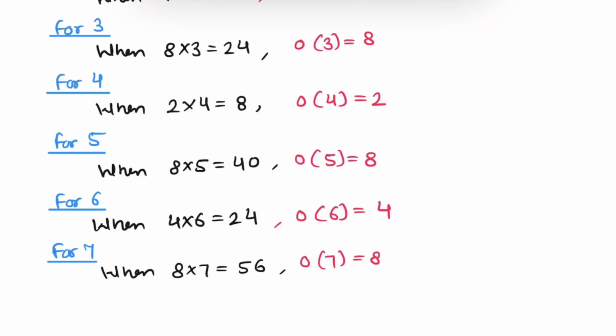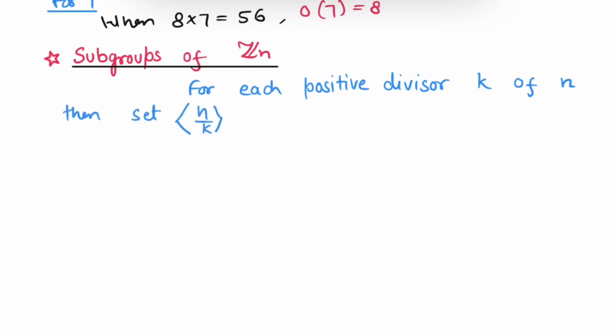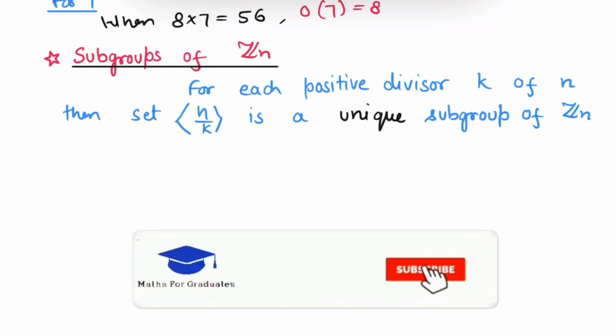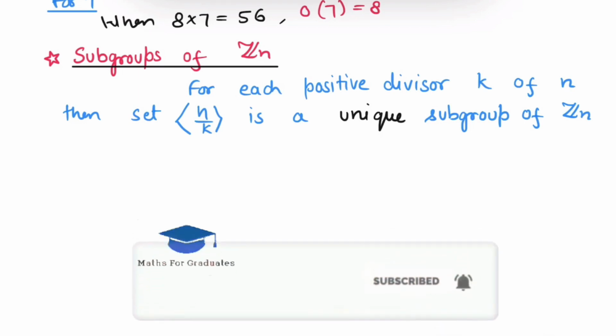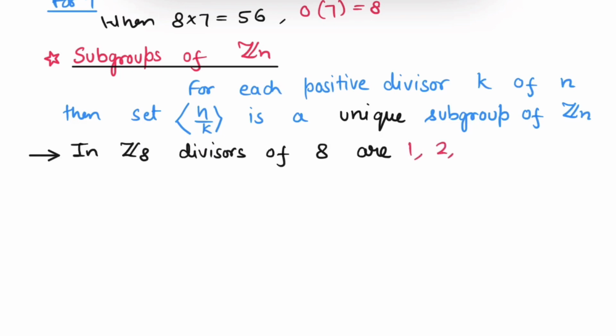Now let us see how to find subgroups of Zn. For each positive divisor k of n, the set generated by n over k is a unique subgroup of Zn. Now let's find the subgroups of the group Z8. In Z8, the divisors of 8 are 1, 2, 4 and 8.